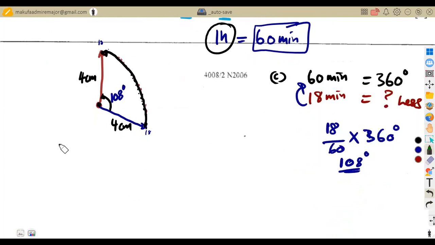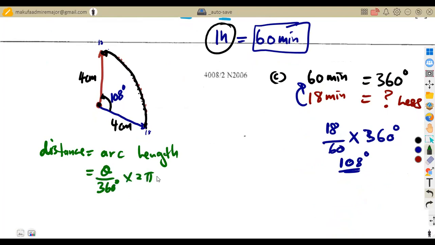So we know that the arc length is the distance moved in this case. Like I said, the distance is simply equivalent to the arc length. How do you calculate the arc length? Remember that the arc length is equivalent to theta over 360 times 2 pi r. The 2 pi r is from where? The complete circle. Remember, the circumference of a complete circle is given as 2 pi r.